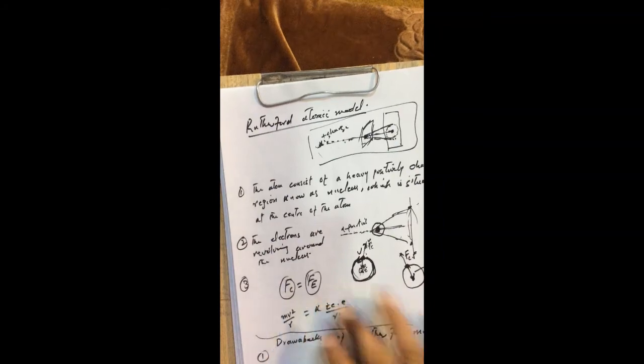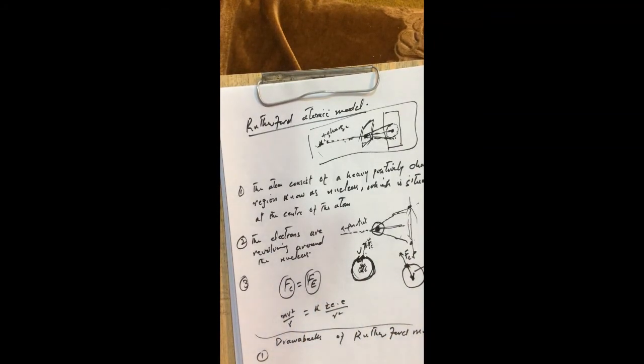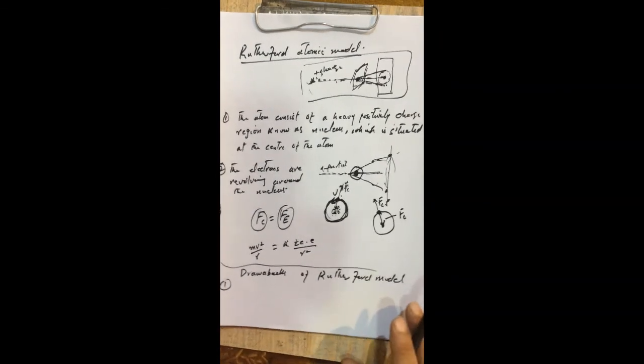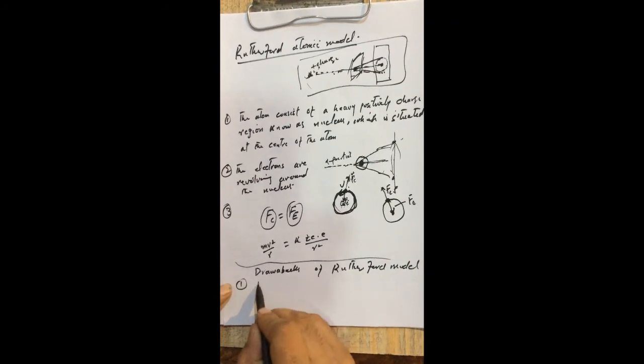The first drawback of this Rutherford model is, according to this model, electrons revolve around the nucleus. So it means that there are an infinite number of orbits in which the electron can revolve. Or we can say that the electron can rotate in any orbit of any radius, which is impossible in practical life. This is the first drawback. The first drawback is the concept of an infinite number of orbits.